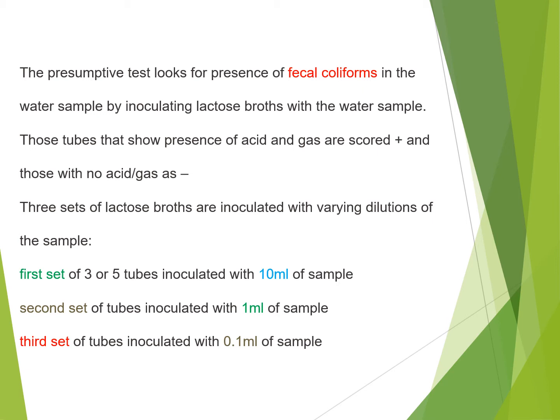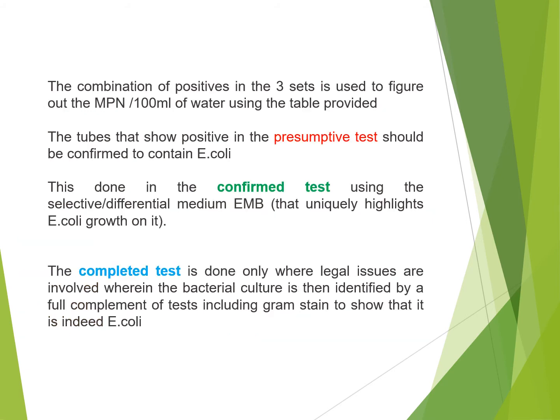Three sets of lactose broth are inoculated with varying dilutions of the sample. First set of 3 or 5 tubes is inoculated with 10 ml of water sample. Second set of tubes is inoculated with 1 ml of water sample. Third set of tubes is inoculated with 0.1 ml of sample. The combination of positives in the three sets is used to figure out the MPN in 100 ml of water using the table which is provided in the next slide.